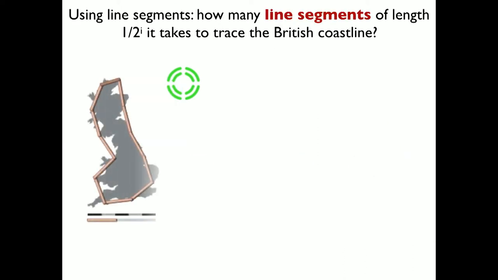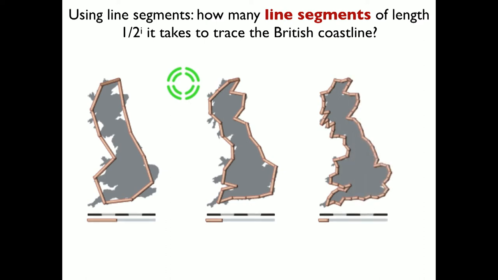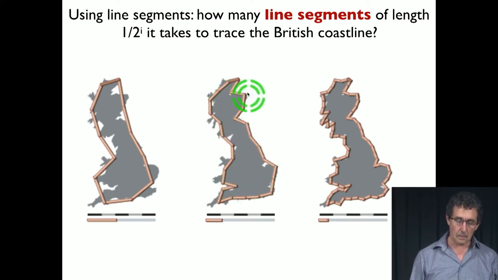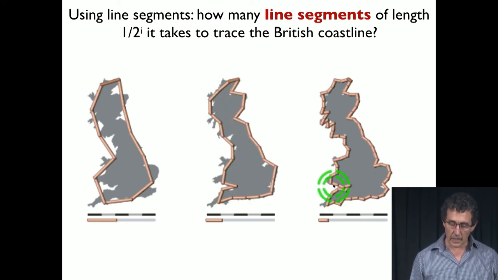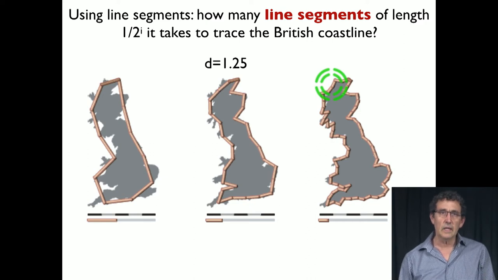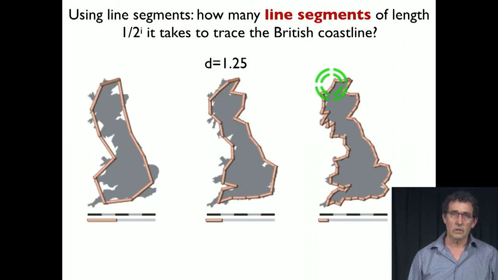And finally, here is another method to do it, which is that you start at a point along the coast, and you find the point that is some length away, and then you have these line segments covering the coastline throughout the circle, and you make the line segments smaller and smaller. You fit the coastline closer and closer, and you look at the number of segments that you need versus their length, and again you get that the dimension is 1.25. So 1.25 is really an intrinsic property of the coastline of Great Britain.